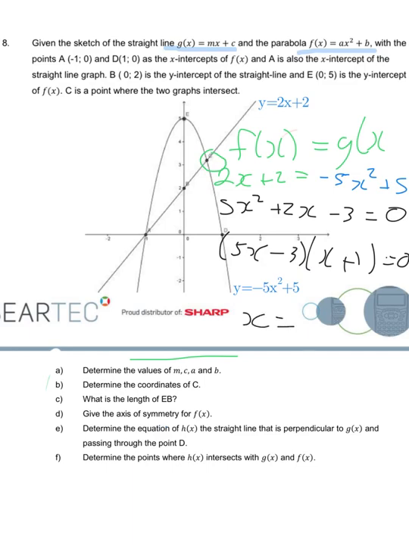x equal to 3 over 5 and x equal to negative 1. We can see that this negative 1 already is in play. Here it is over here. That's the first point of intersection. This is then the other point of intersection.